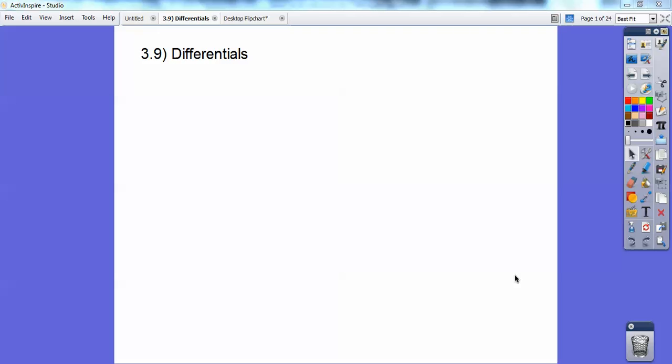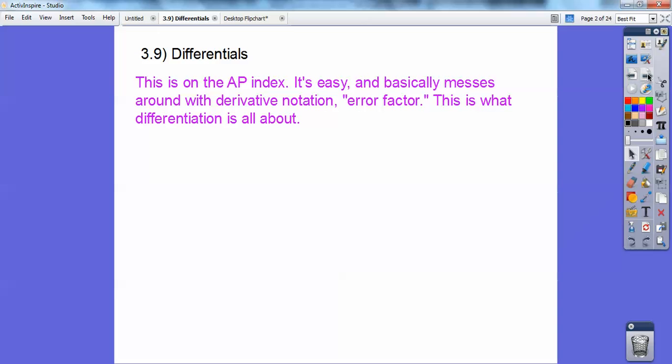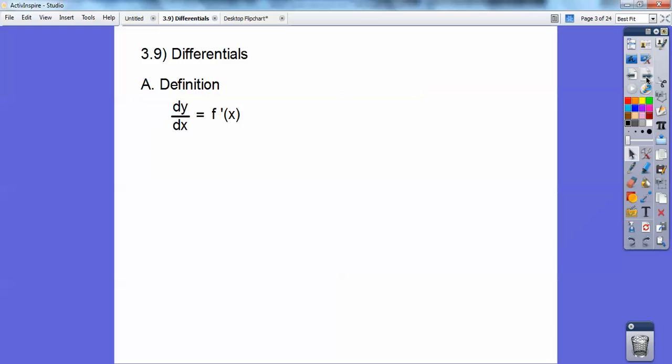Hey guys, this calculus lesson is on differentials. It's basically an easy lesson compared to what we've been doing lately, the optimizing word problems. So let's go ahead and get started. Differentials is just on the AP. It's easy, basically messes around with derivative notation, and we'll get what's called error factor and propagated error. So this is what differentiation is all about.